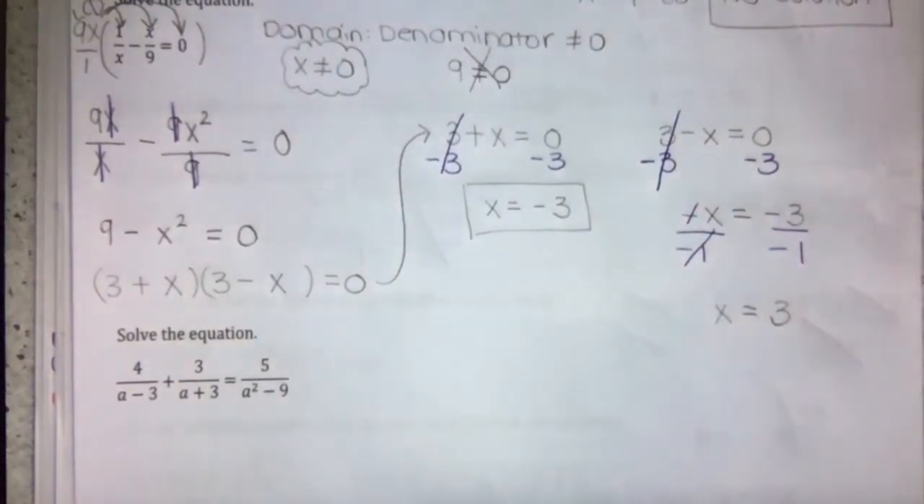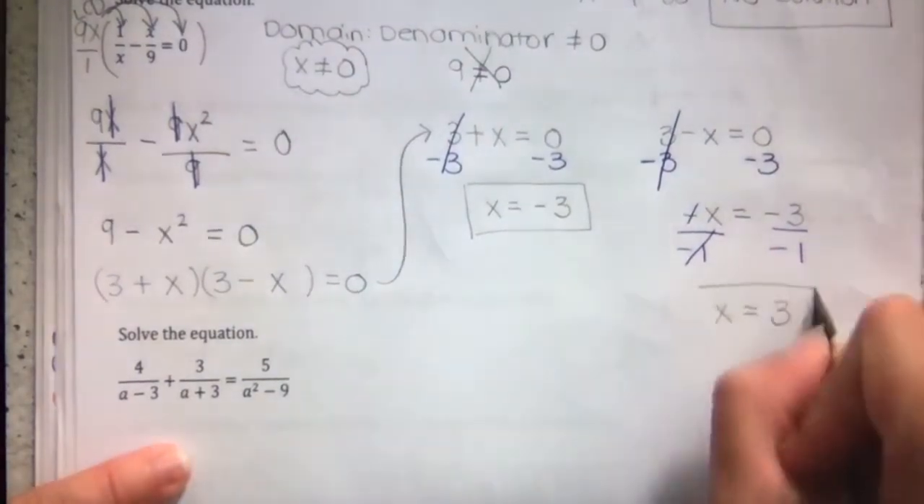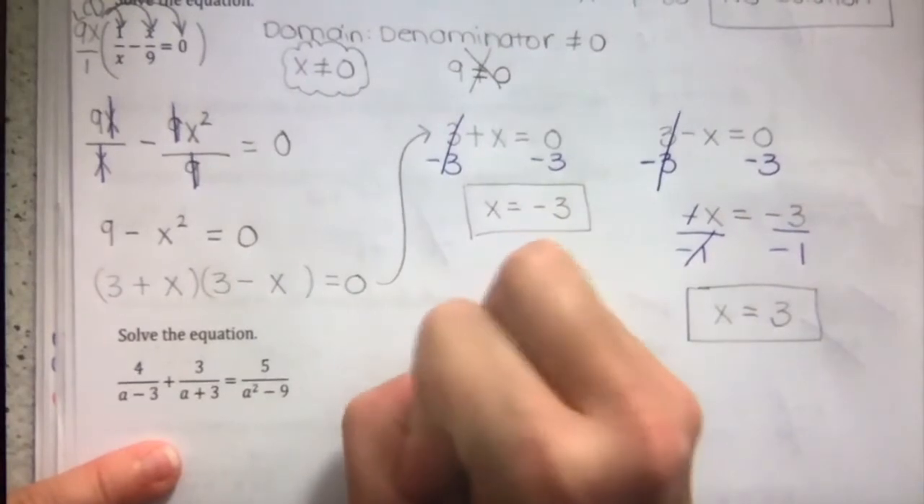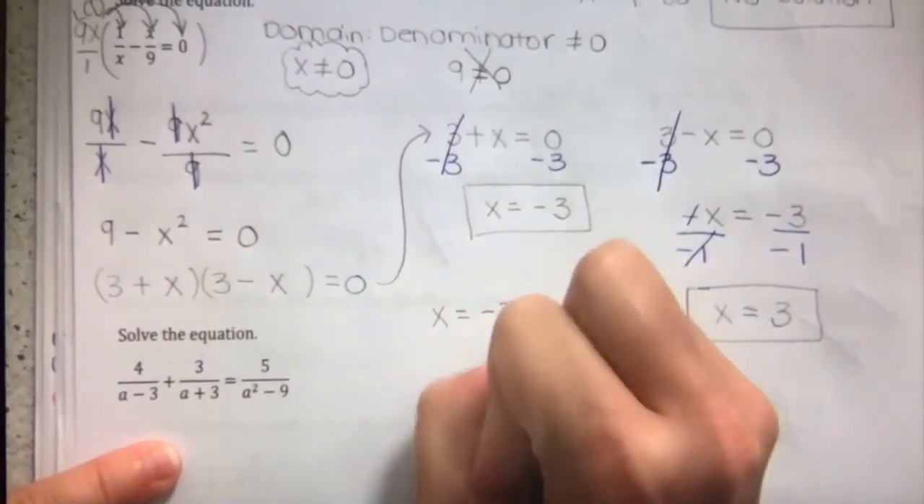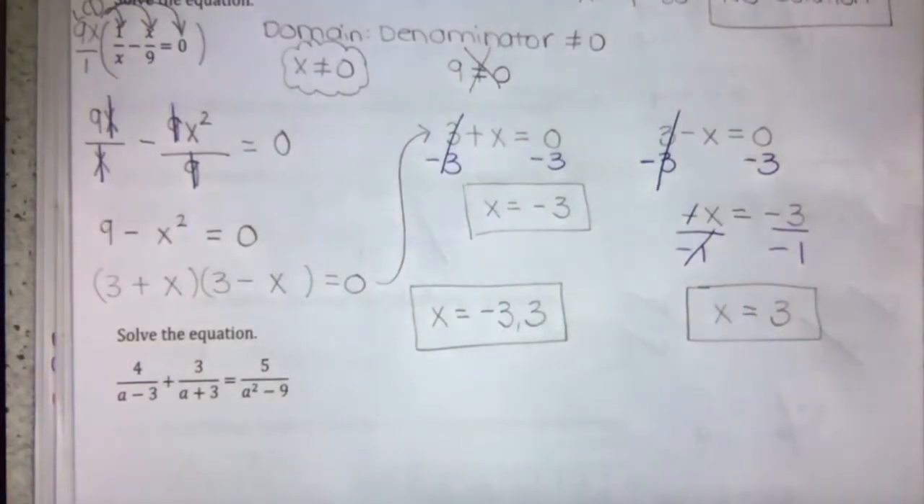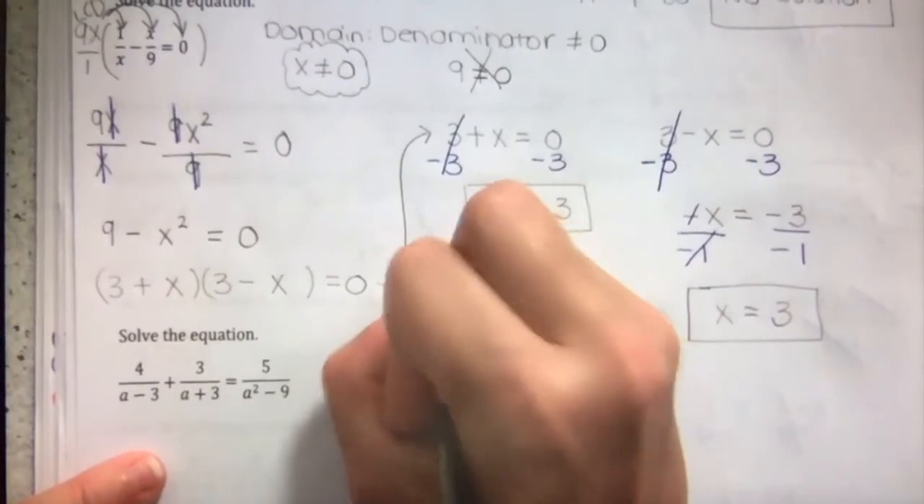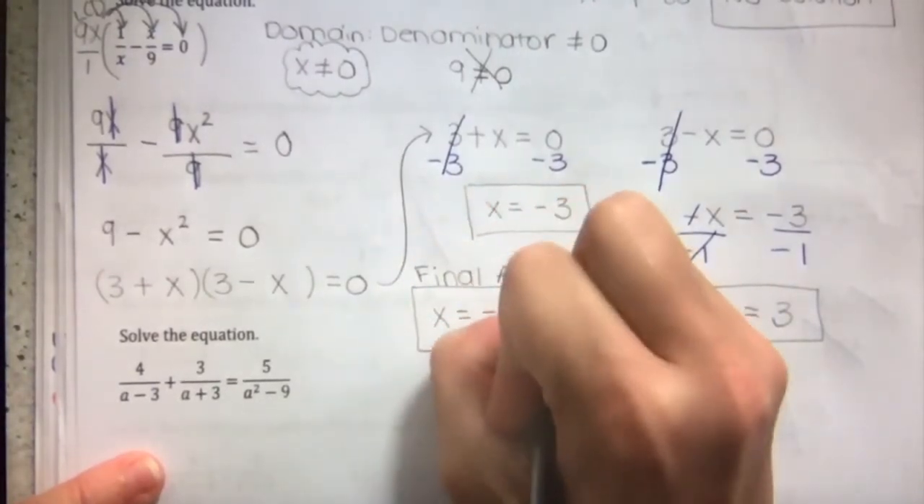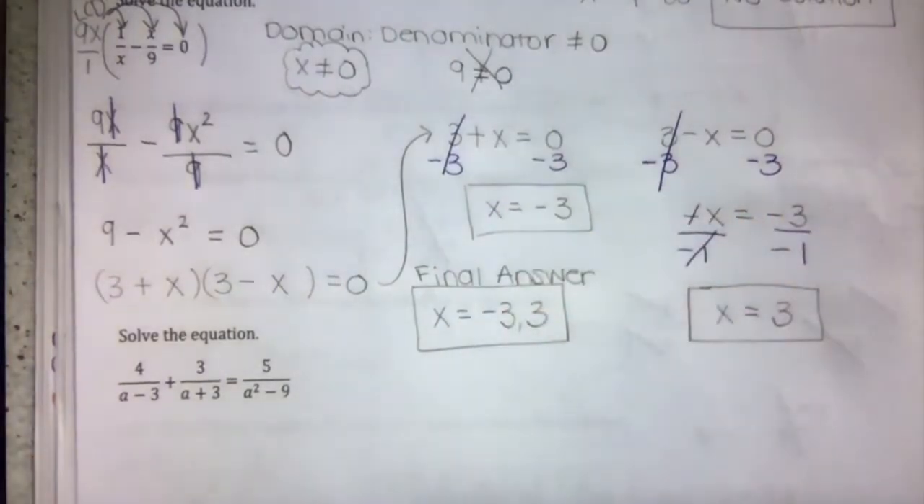Is it okay that x equals positive 3? Yes, as long as x is not equal to 0, this is good. Boom, we have 2 answers. So in my math lab, x equals negative 3, comma, positive 3 is our final answer.